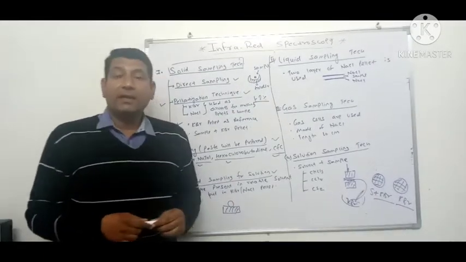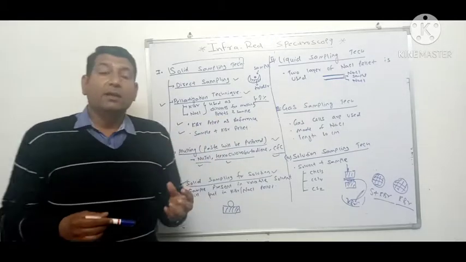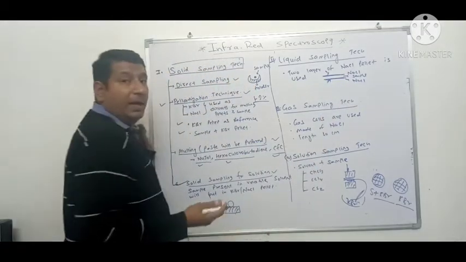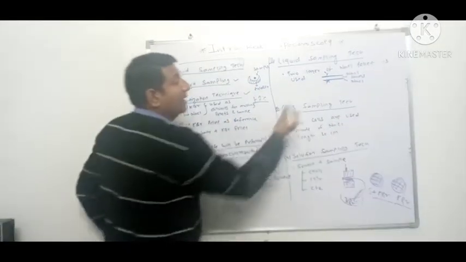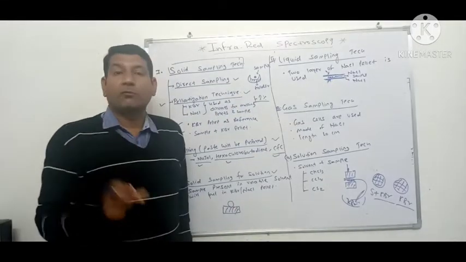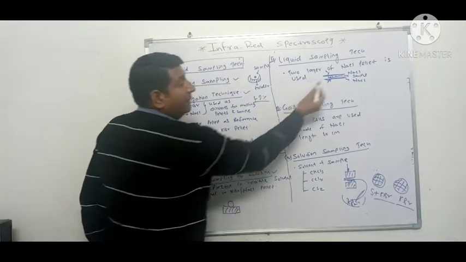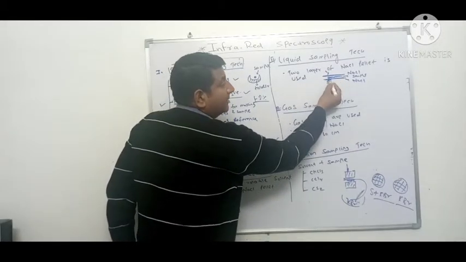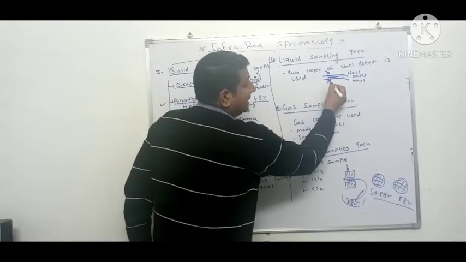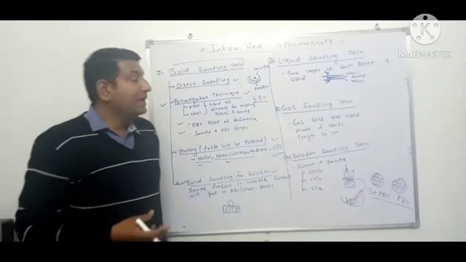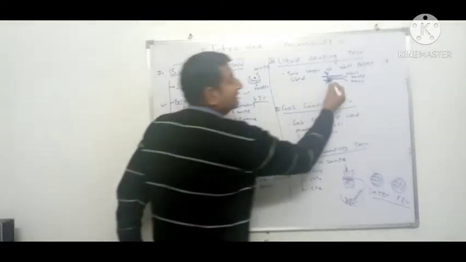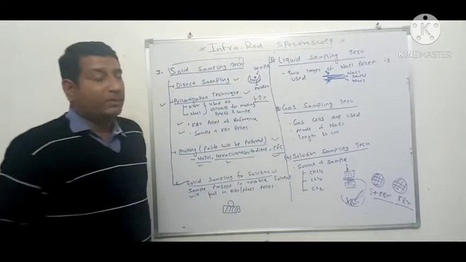In the liquid sampling technique we have to take samples in liquid form. So we prepare two pellets of NaCl or KBr, and between the two pellets the sample in liquid form is placed, and this assembly is put into the IR spectrophotometer for analysis. So here the liquid sample is sandwiched between two layers of NaCl pellet. Two blank NaCl pellets are taken, the sample layer is applied between them, and this is taken into the instrument.